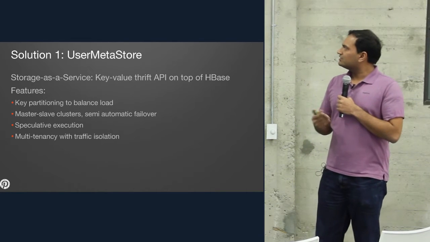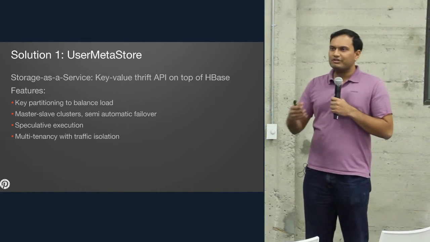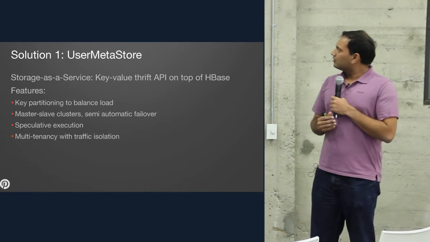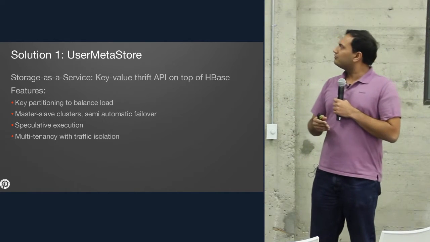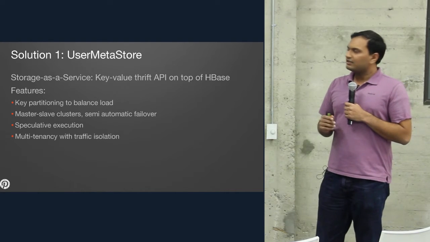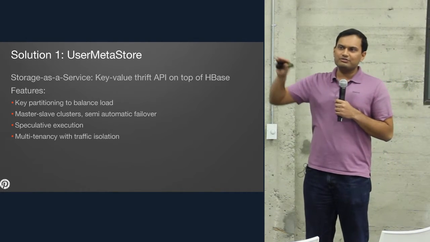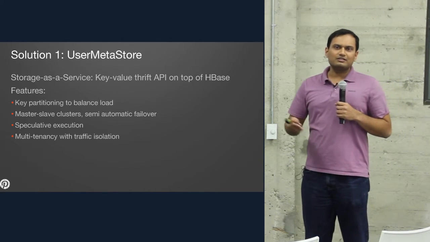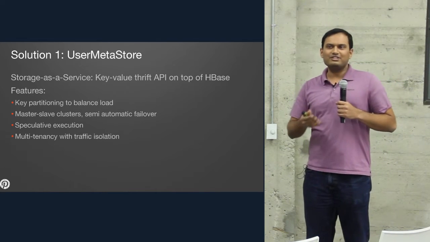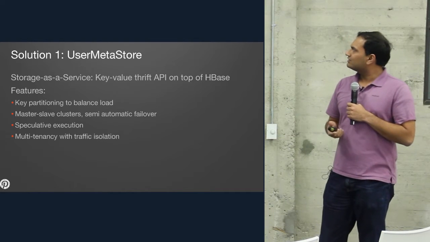which means that behind that abstraction layer, we can do a number of things for you. So things like key partitioning to do effective load balancing. We actually run redundant clusters with some level of failover for higher availability. We do speculative execution to reduce tail latencies, and we can do things like multi-tenancy to get you better efficiency across different use cases.